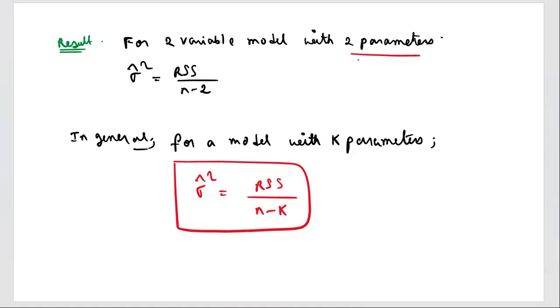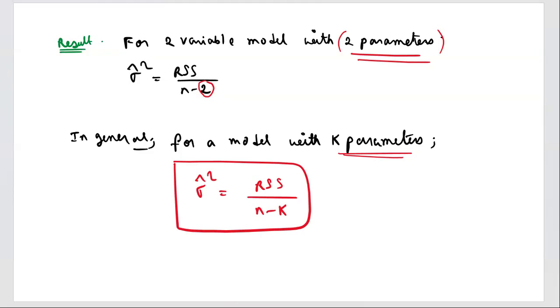So in a model with two parameters, in any CLRM model, when you have only two parameters, which is the case for classical linear regression model, two variable regression model, then here you will have 2. But in a multiple regression model, suppose instead of 2 parameters, I take 3 parameters. I consider 3 explanatory variables, 3 parameters. In such a model, you have k equals to 3. So here you will have RSS by n minus 3. And in general, if in a model you have k number of parameters, then your sigma cap square will be RSS by n minus k.